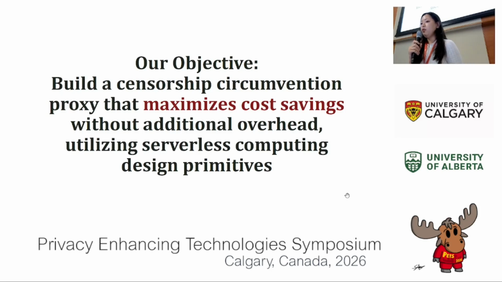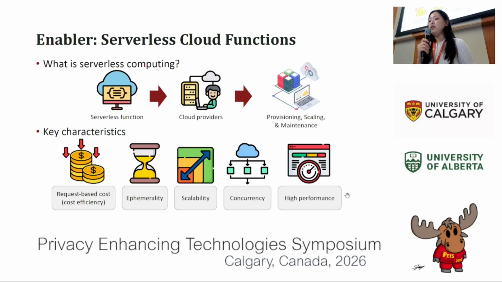So this motivates our objective: build a censorship circumvention proxy that maximizes cost savings without additional overhead. And serverless cloud functions enable our objective. What is a serverless function? A serverless cloud function is a modern cloud architecture that reduces the burden of resource management from developers. When developers upload the program script that consists of functions to the cloud platform, the cloud provider provisions, scales, and maintains it instead of the developers.